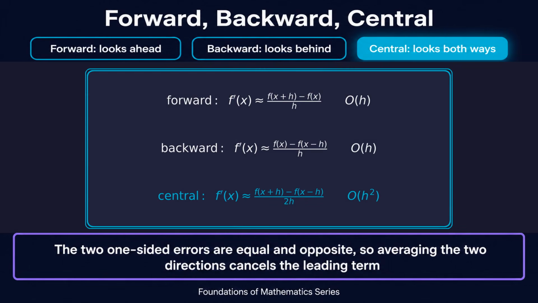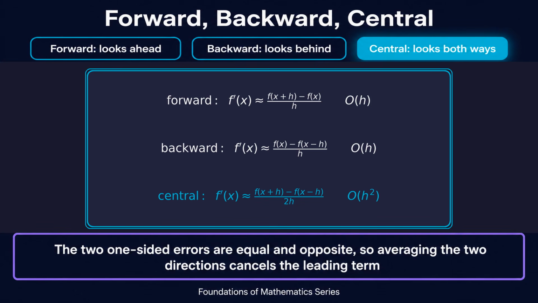In real data analysis, the functional form is often unknown, so numerical differentiation becomes necessary, and there are three representative ways to form the difference quotient. The forward difference looks ahead. F at x plus h minus f at x, over h. The backward difference looks behind. F at x minus f at x minus h, over h. The central difference looks both ways. F at x plus h minus f at x minus h, over 2h.